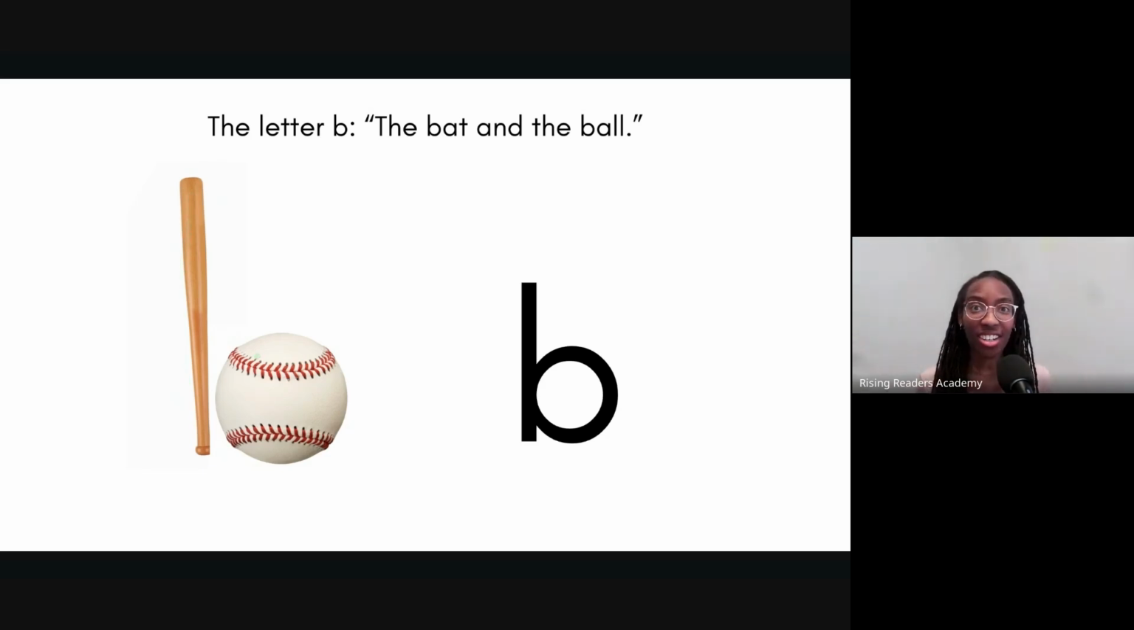As they are singing the song, or if you're just saying the sentence, the bat and the ball, they're going to practice drawing a bat, so the stick, and the ball. It's very important that you teach this trick in a specific order. You wouldn't start with the ball and the bat. So the bat and the ball. That's the letter B.